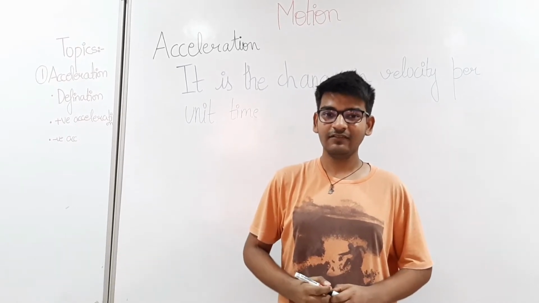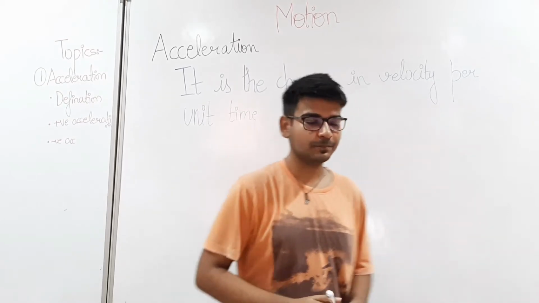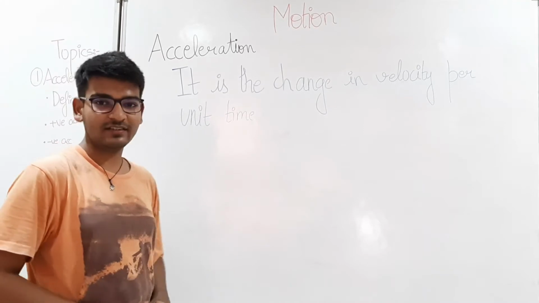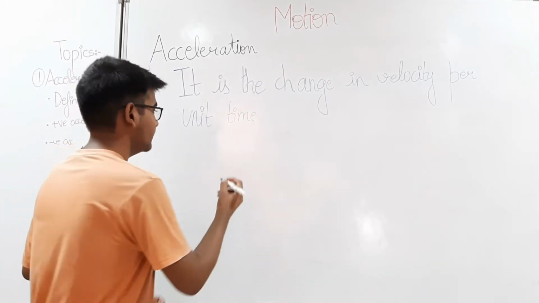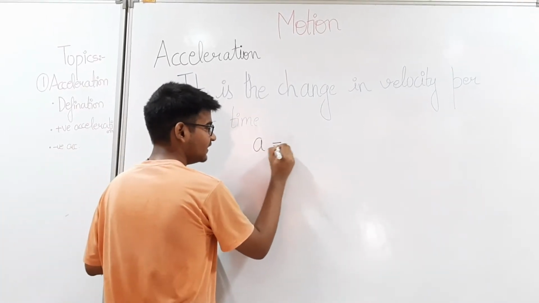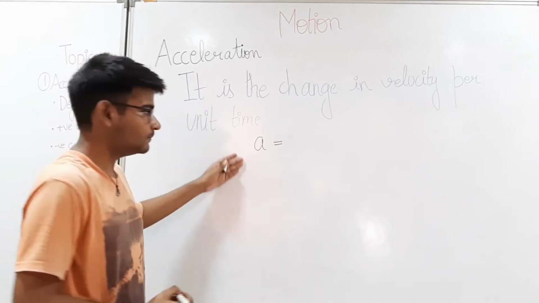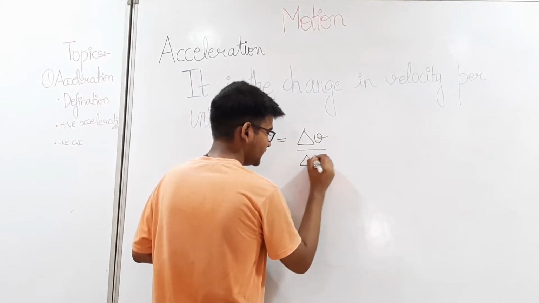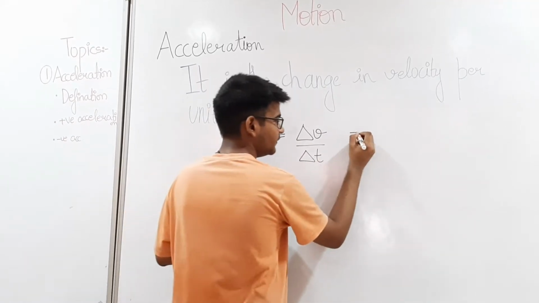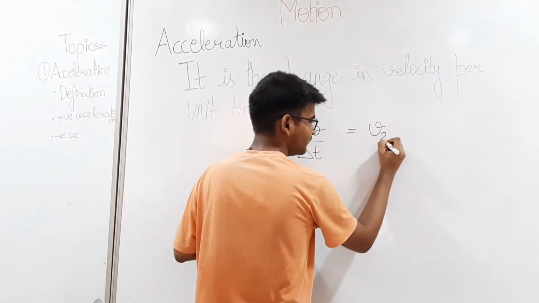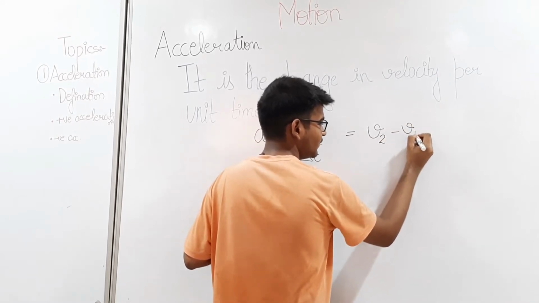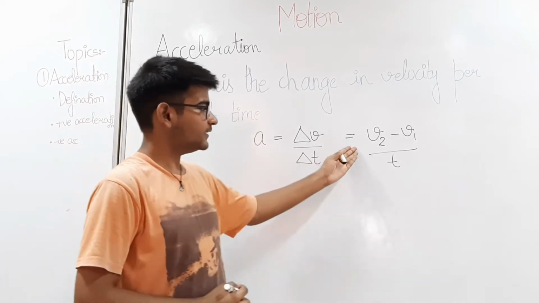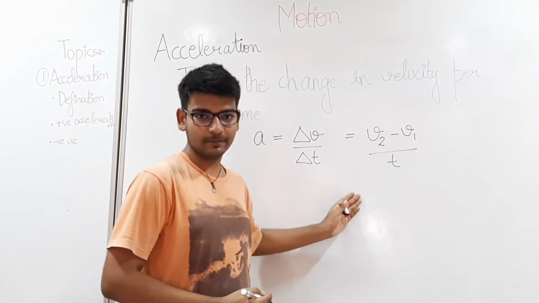So let us start with what is acceleration. Acceleration is the change in velocity per unit time. That means acceleration, which is denoted by a, is change in velocity upon change in time. That will be, if the final velocity is v2 and the initial velocity is v1, then acceleration is equal to v2 minus v1 upon t.